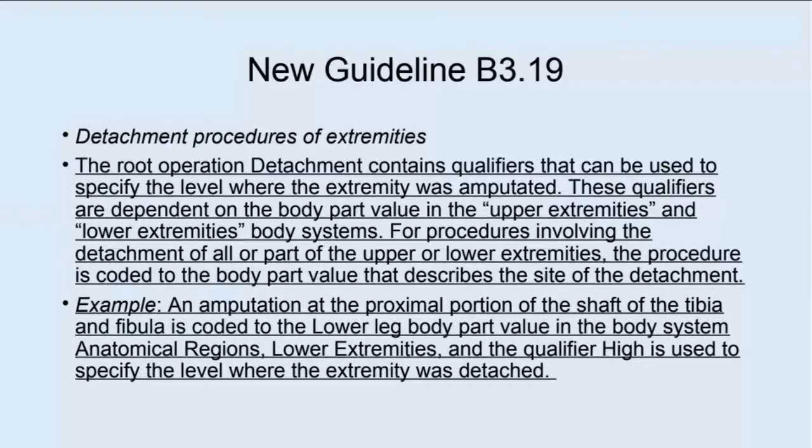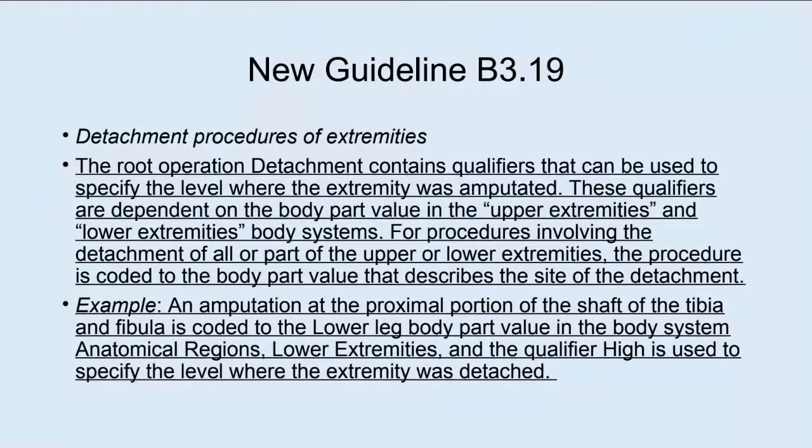So here's an example. An amputation at the proximal portion of the shaft of the tibia and fibula is coded to the lower leg body part value in the body system anatomical regions, lower extremities, and the qualifier high is used to specify the level where the extremity was detached.